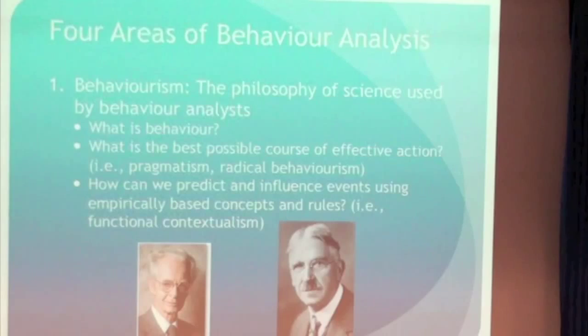So the first area is the area of behaviorism. And behaviorism is a philosophy of science that is used by behavior analysts to answer certain kinds of questions. Okay? So what is behavior might be one of those questions. What's the best possible course of effective action? And here we have the philosophical orientations of pragmaticism or radical behaviorism represented by B.F. Skinner, the guy on your left, and also functional contextualism represented by John Dewey, the guy on your right. And functional contextualism seeks to answer the question, how can we predict events using empirically based concepts and rules?